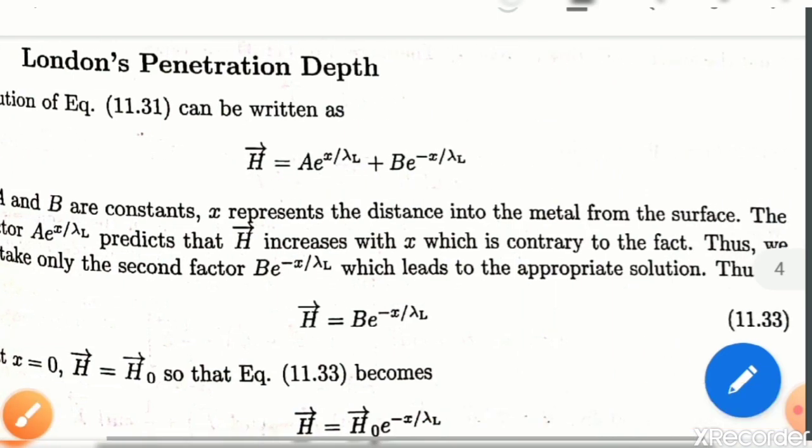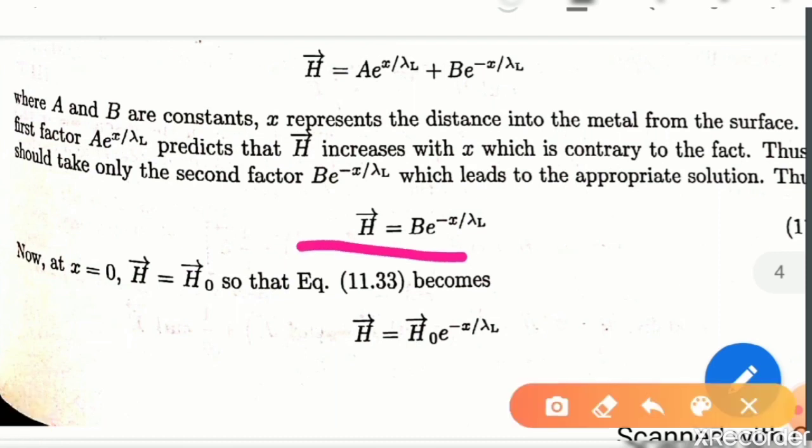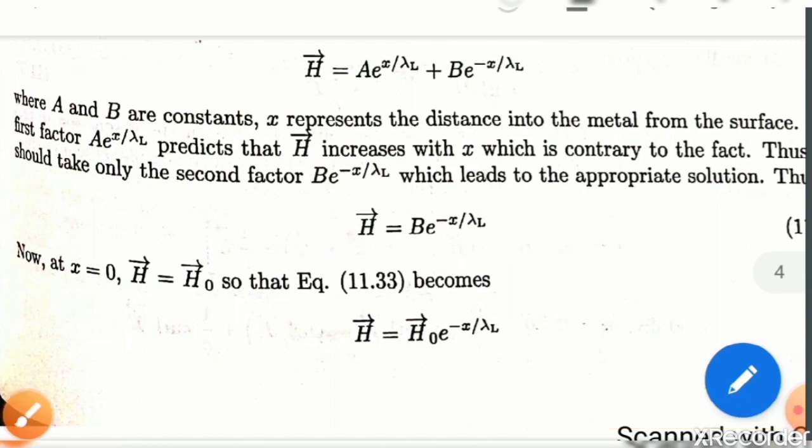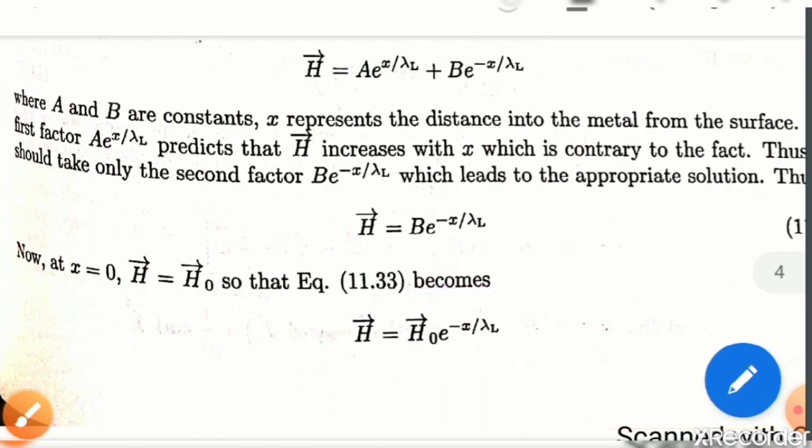To calculate lambda L, we can have a condition that is given by H upon H naught is equal to 1 upon e. That means when x equal to lambda L, we have H is equal to H naught e to the power minus 1. So from that condition, we have this equation. Thus, the penetration depth can be defined as the distance into the superconductor at which the field value falls to 1 upon e times its value at the surface, which is equal to H naught.